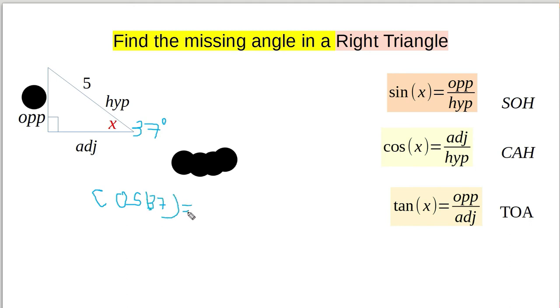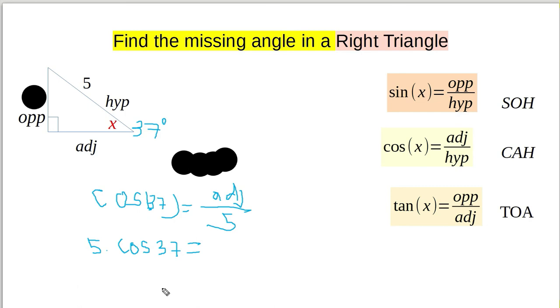is equal to, now our formula is the adjacent, that is what we are looking for, divided by the hypotenuse, which is 5. Now the 5 is dividing, so if it crosses the equal sign, it becomes multiplication. So we have 5 times the cos of 37. This is what we are looking for.